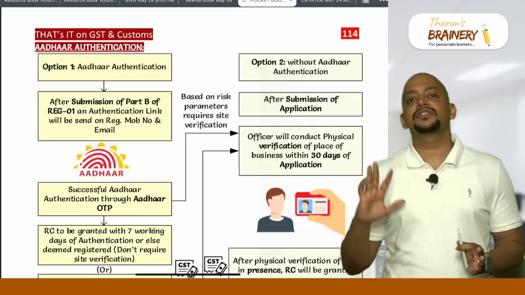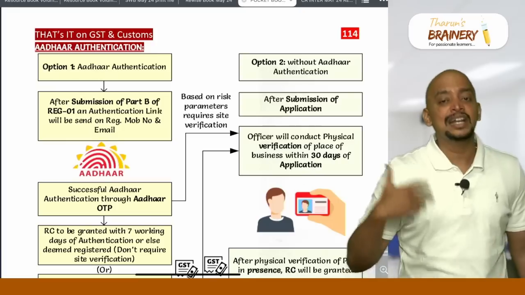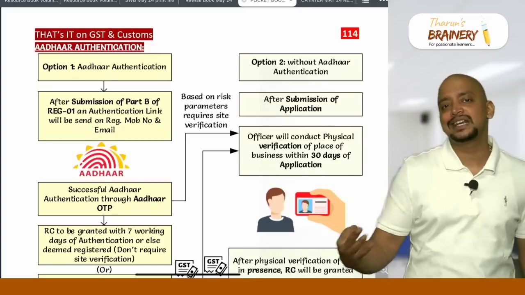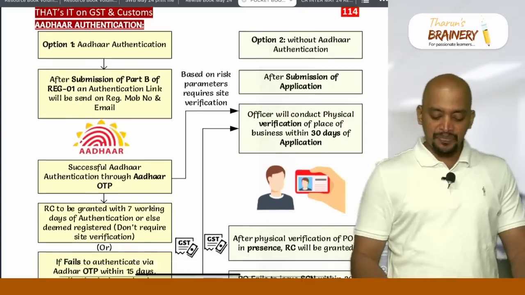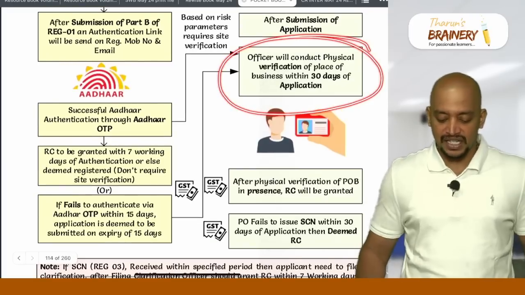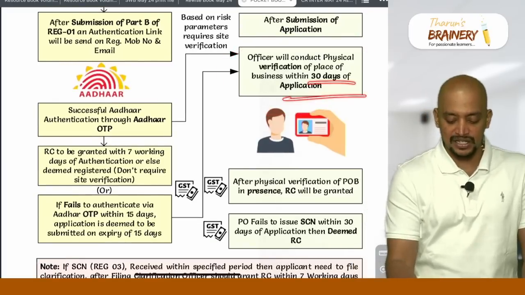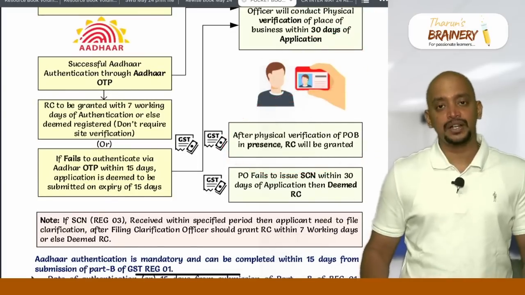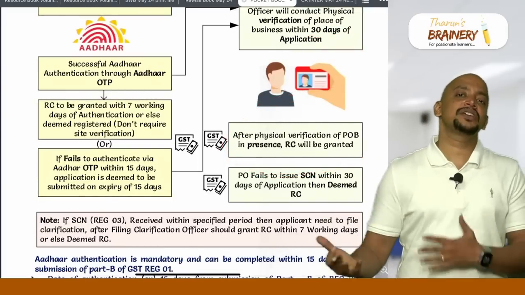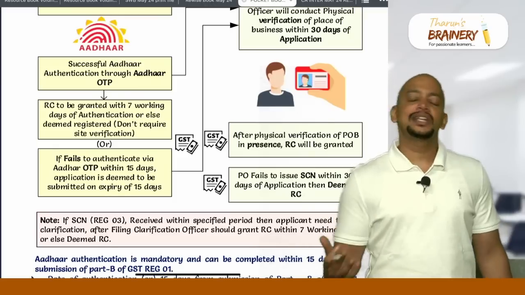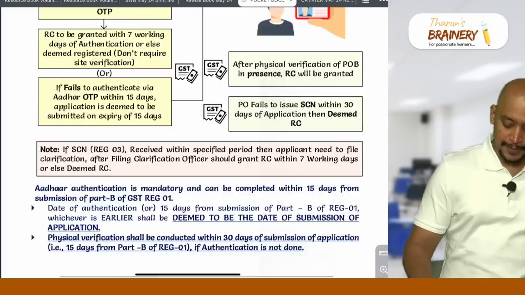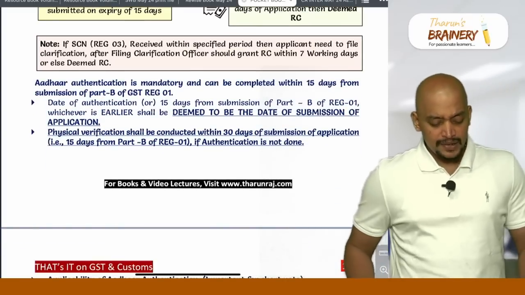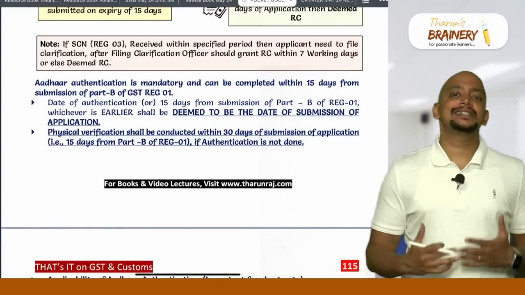Only after carrying out the physical verification, registration will be granted. That's why here the time limit will be 30 days, not 7 working days. So in these 3 cases, the officer will conduct the physical verification of place of business within 30 days of application. After physical verification only, the registration certificate will be granted. Suppose the registration certificate is not granted within 30 days, then in that case it is deemed to be registered.